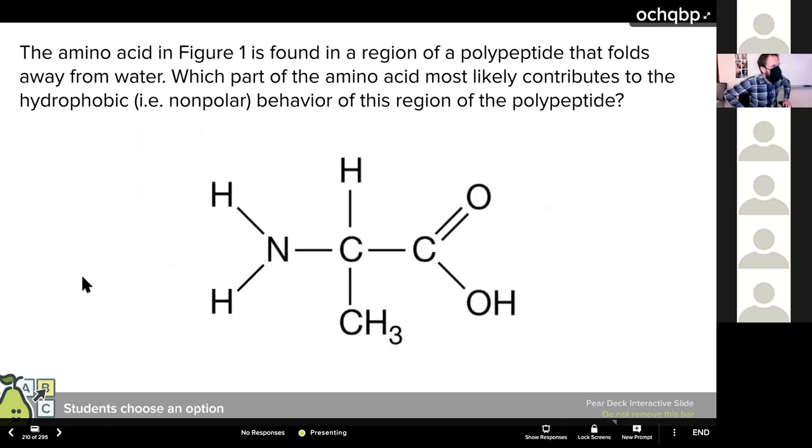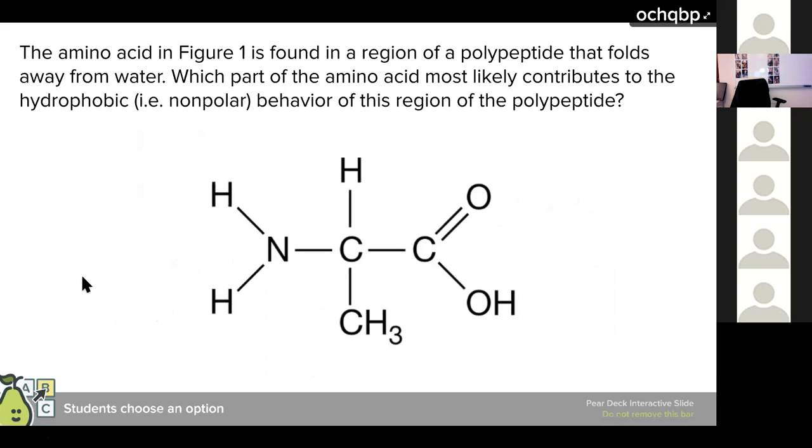This is a multiple choice question from a release AP exam. I'm hoping you're noticing the generalized structure of an amino acid, the building block of a protein, the monomer that comes together with other monomers to build the polymer, which is the protein. Which part of this particular amino acid do you think is non-polar, is hydrophobic?